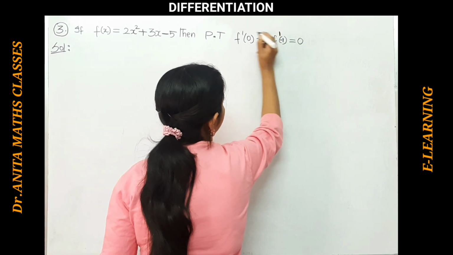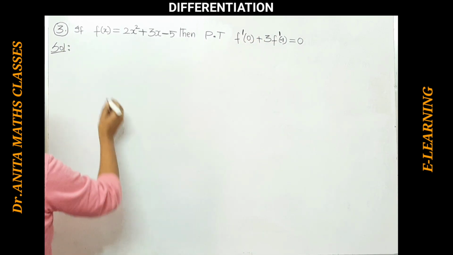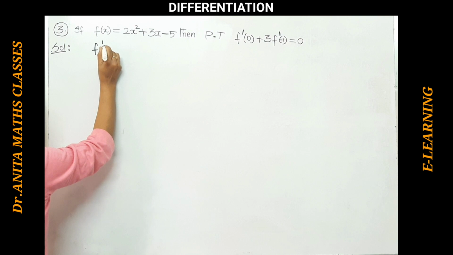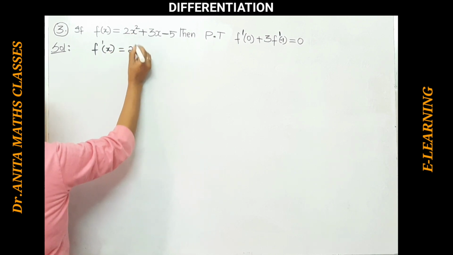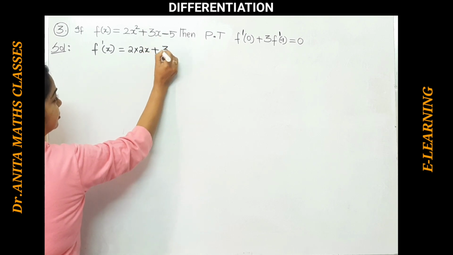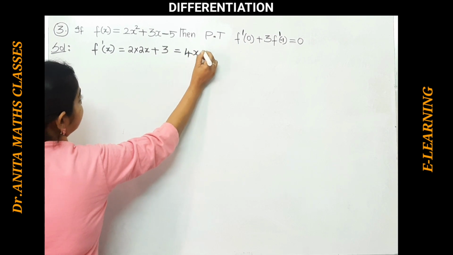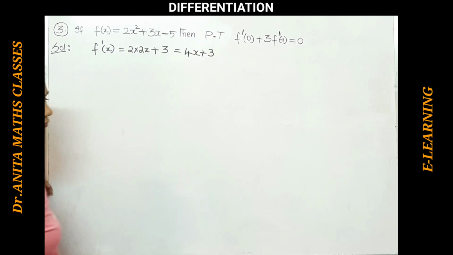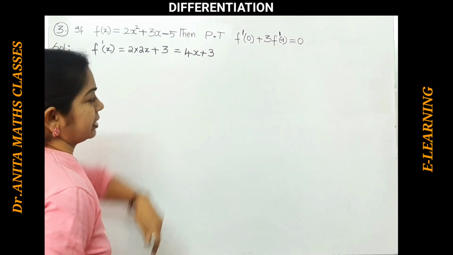This is differentiation, right? For that, first we will differentiate the function. F dash of x we will write. So 2 multiplied by 2x, plus we get 3. So that is nothing but 4x plus 3, which is f dash of x. And in place of x we will substitute 0 and minus 1.